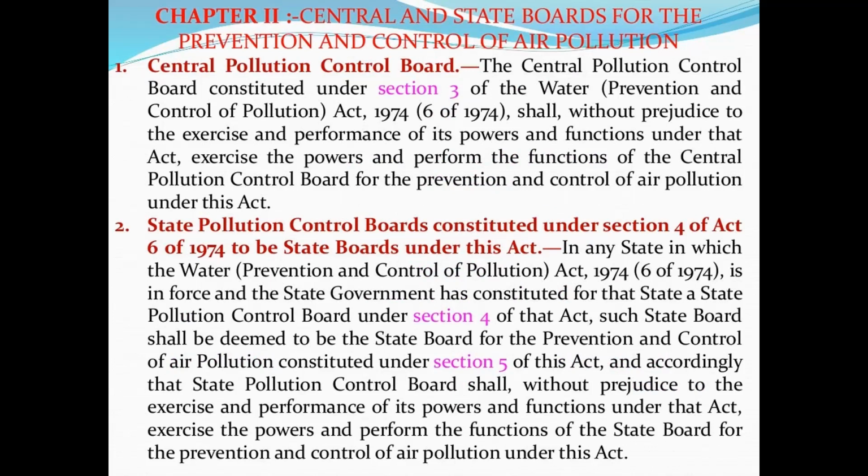The Central Pollution Control Board constituted under Section 3 of the Water Prevention and Control of Pollution Act shall, without prejudice to exercise and performance of its powers and functions under the Act, exercise the powers and perform the functions of the Central Pollution Control Board for the prevention and control of air pollution under this Act.